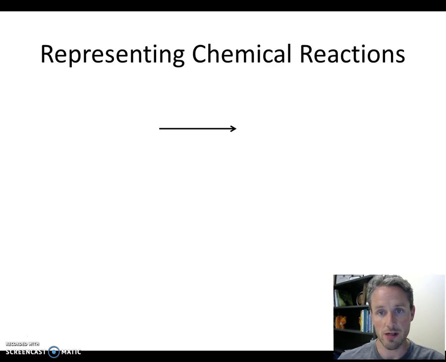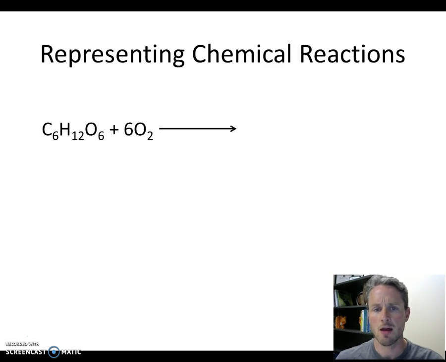On one side of the arrow, here on the left, we're going to put the things that go into this reaction. In this case, I'm indicating a couple molecules. These molecules are glucose and oxygen. So glucose and oxygen are going to go into our chemical reaction, this arrow.